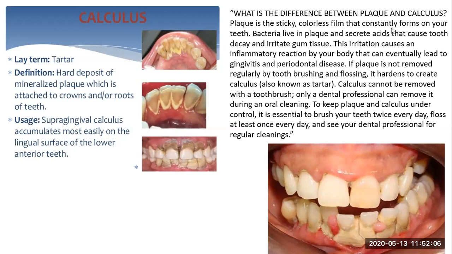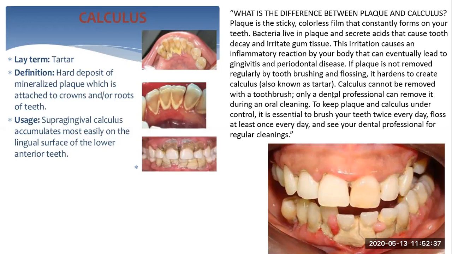Then if you are asked, what is the difference between plaque and calculus? Plaque is a sticky, colorless film that constantly forms on your teeth. The bacteria will hide there. The dental plaque, we talked about it before now. They will secrete acid. They will cause tooth decay. They will attack the gum. There will be gum recession. There will be inflammation. There will be pain. There will be periodontal problems. And eventually that tooth may be lost.